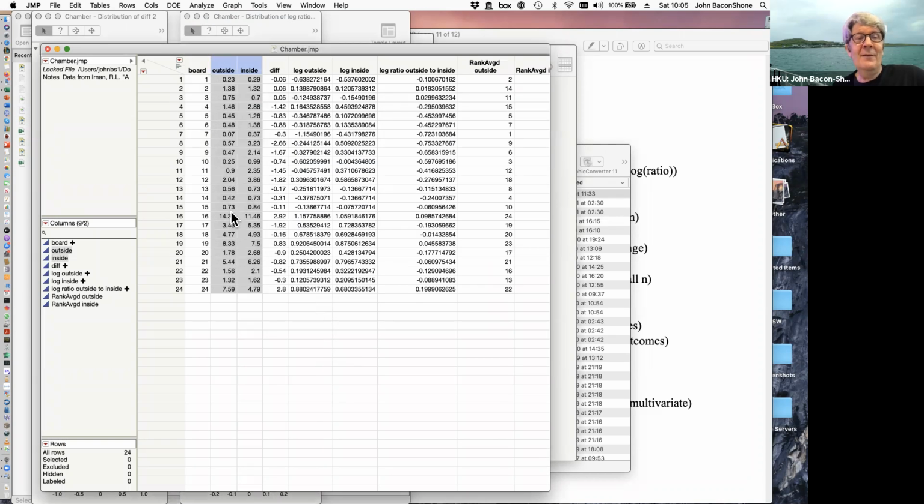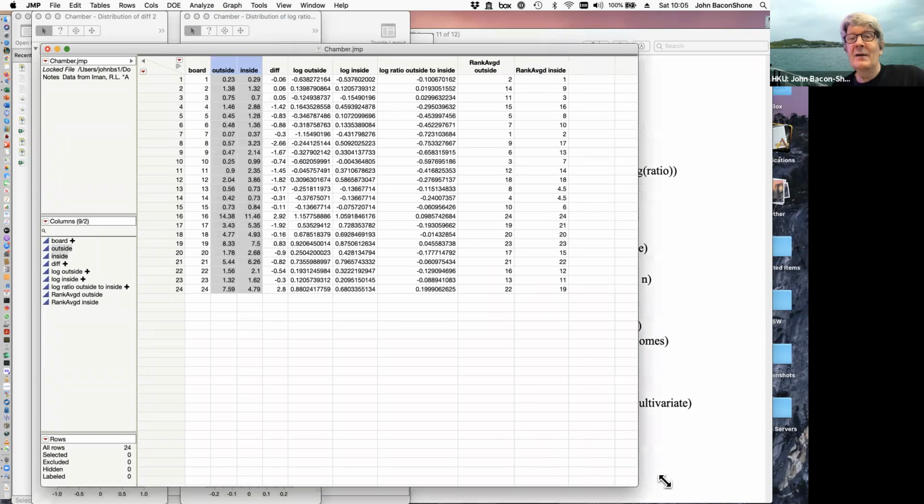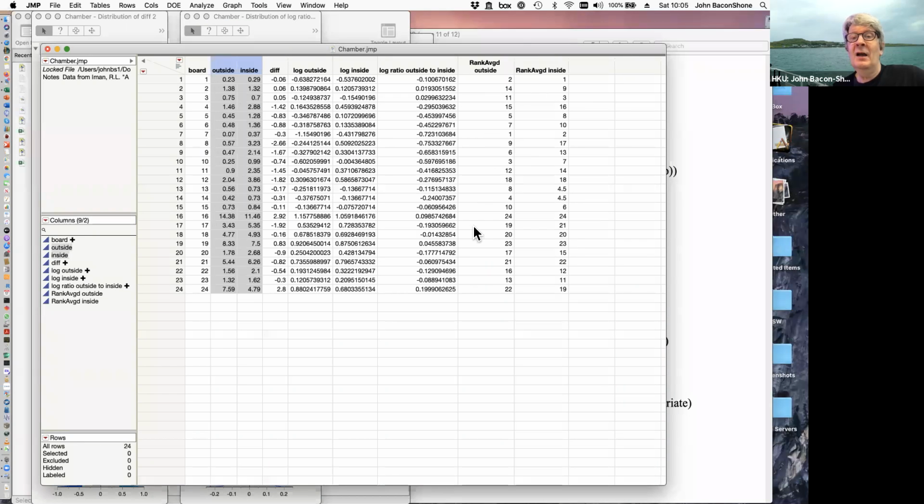So I now have the rank for outside and the rank for inside. I can now look at the difference between these two and see what that looks like, right? Because if average and outside, there is no difference between them, then the ranking should also show no difference, right? So we can look at the difference in the ranks and see whether that is on average 0.